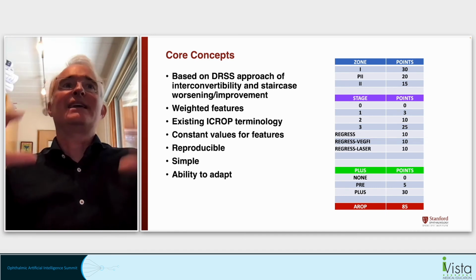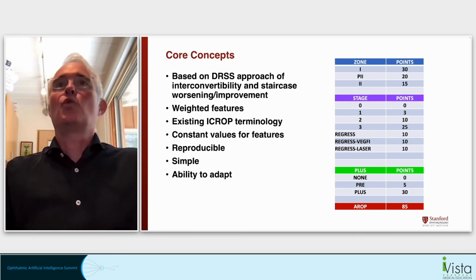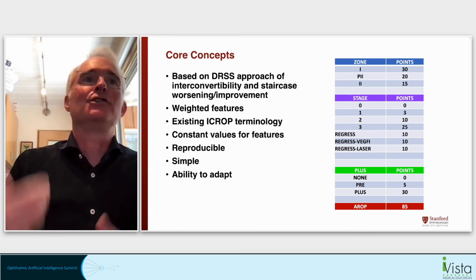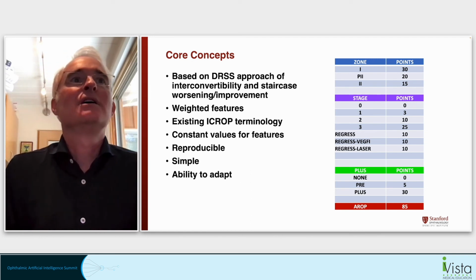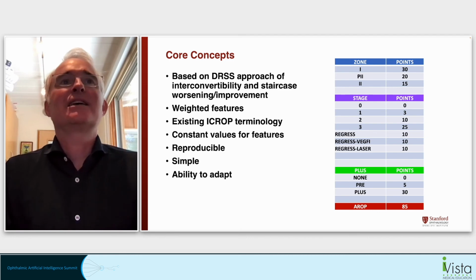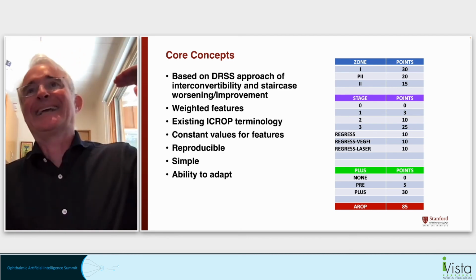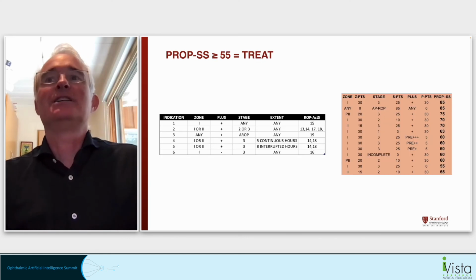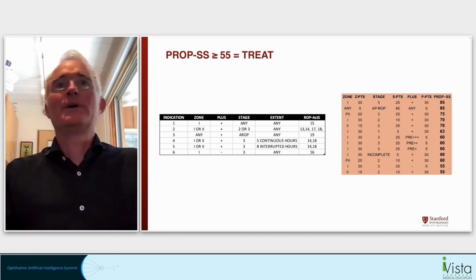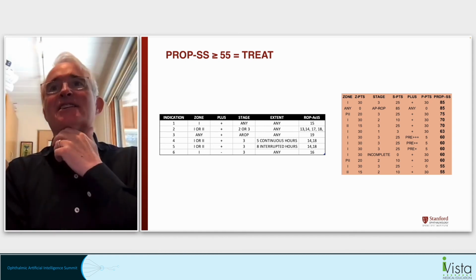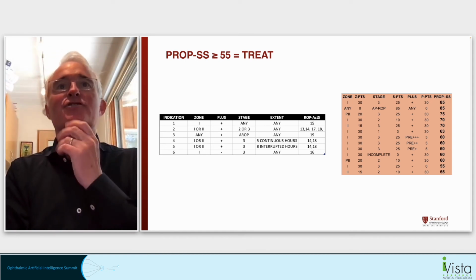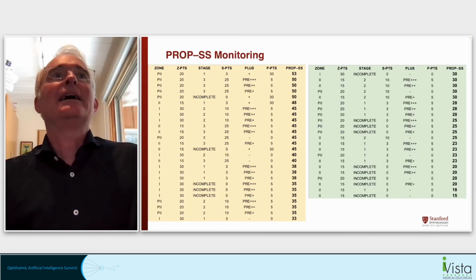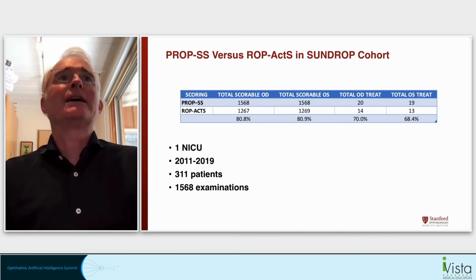I wanted to have the interconvertibility. I wanted to weight the features that matter. Zone 1 matters, plus disease matters. So we gave them higher points. And then we wanted to use the existing ICROP terminology, maintain constant values, make it reproducible, simple, and of course, the ability to adapt over time. We came up looking at the 6 treatments. We assigned a score of 55 for treatment, which for the ROP activity score is 13. And everything less than that would be a monitoring zone.